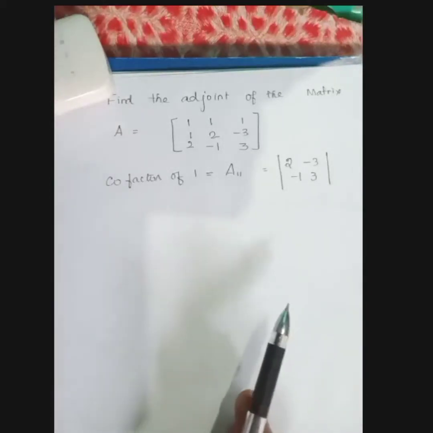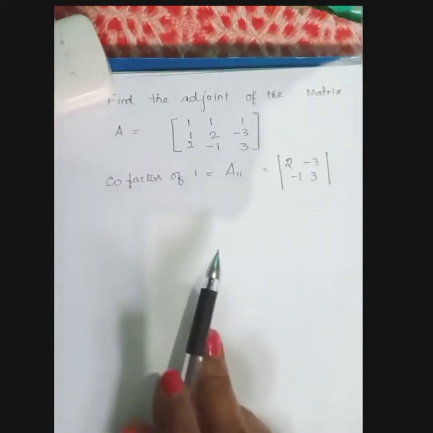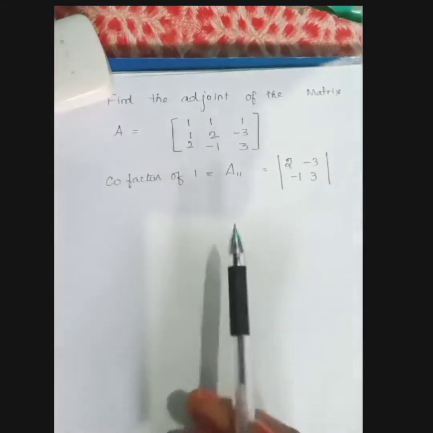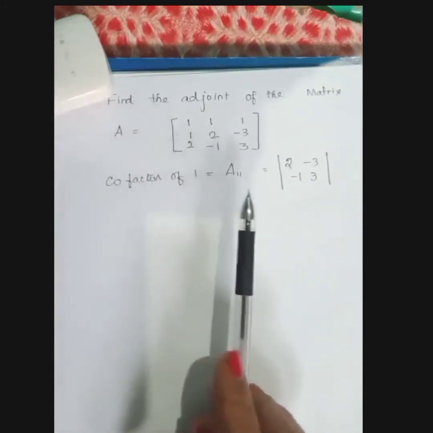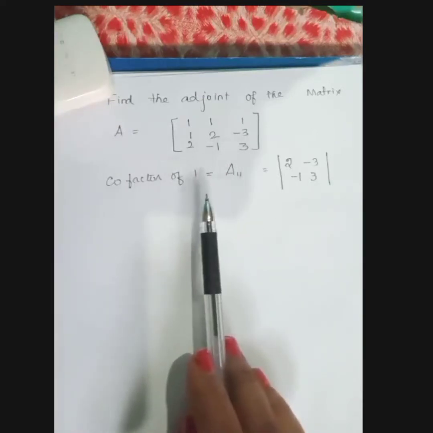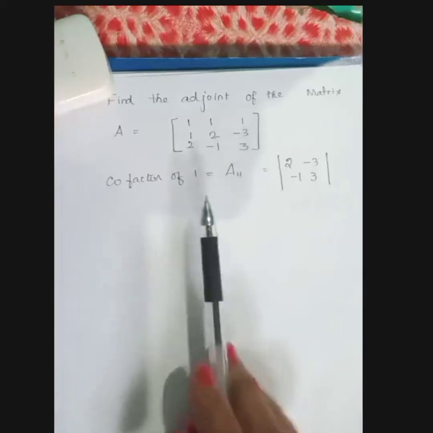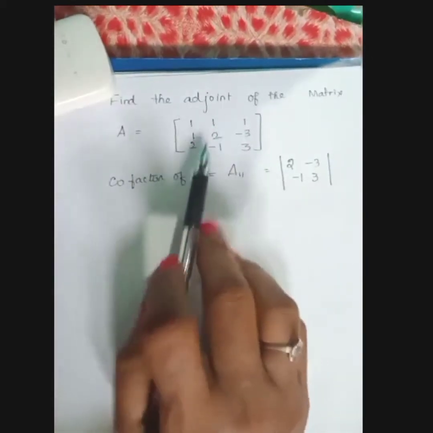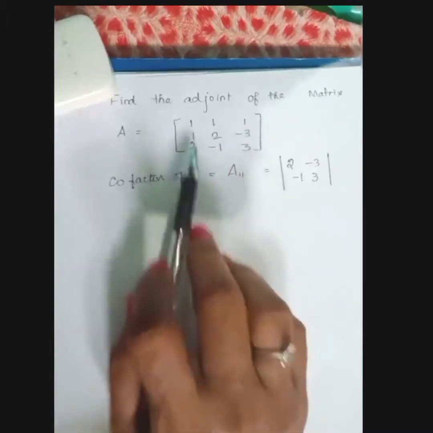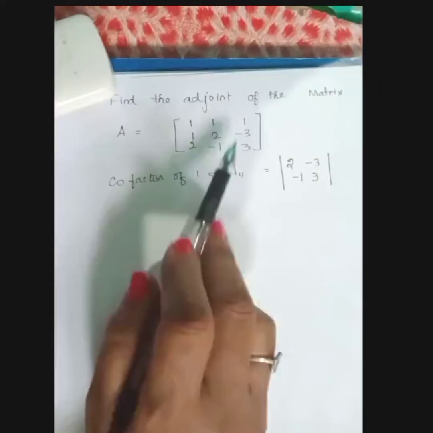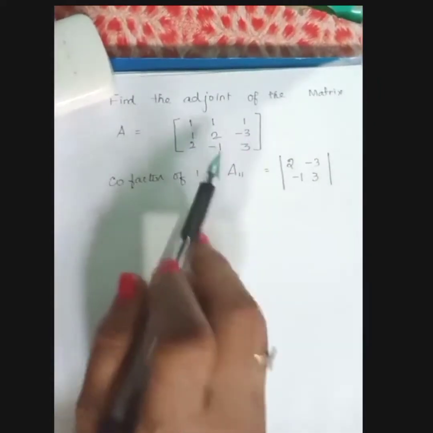Dear students, in this video we see how to calculate the adjoint of a matrix sum. While calculating the adjoint of a matrix, we first find the cofactor of each element in a given matrix. Here the matrix A is given, which is a 3 by 3 matrix, 3 rows and 3 columns. Now we find the cofactor of each element in the given matrix.